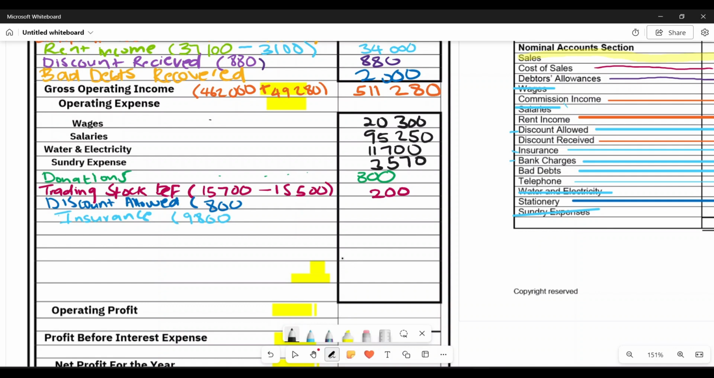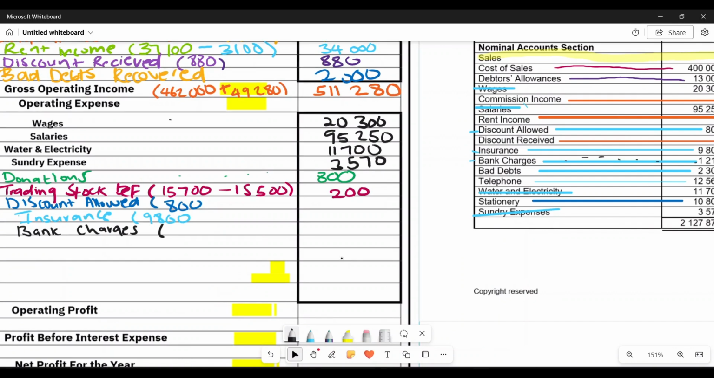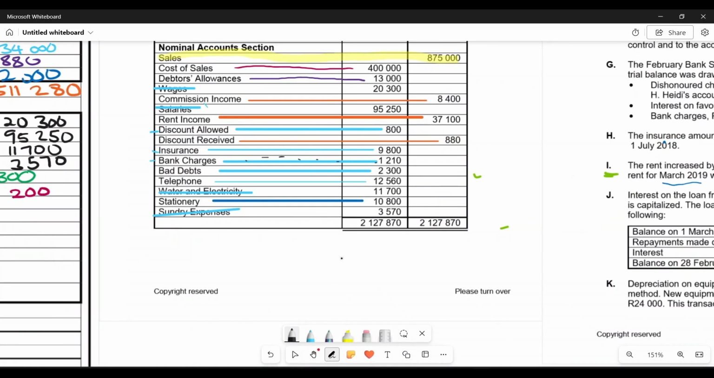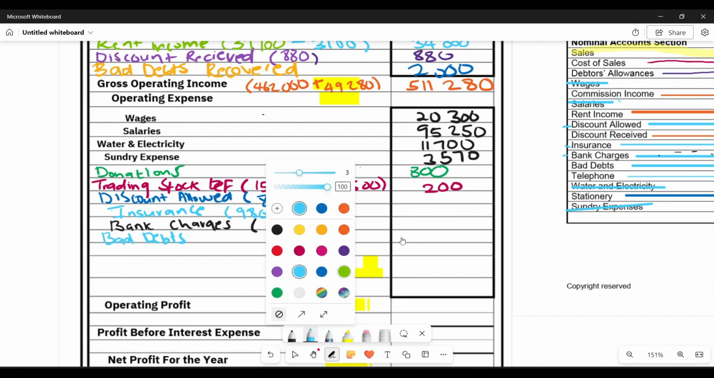My bank charges, I'm given my bank charges. So these are my bank charges as 1,210. I have my bad debts, my telephone account. I have bad debts. I have my telephone account.